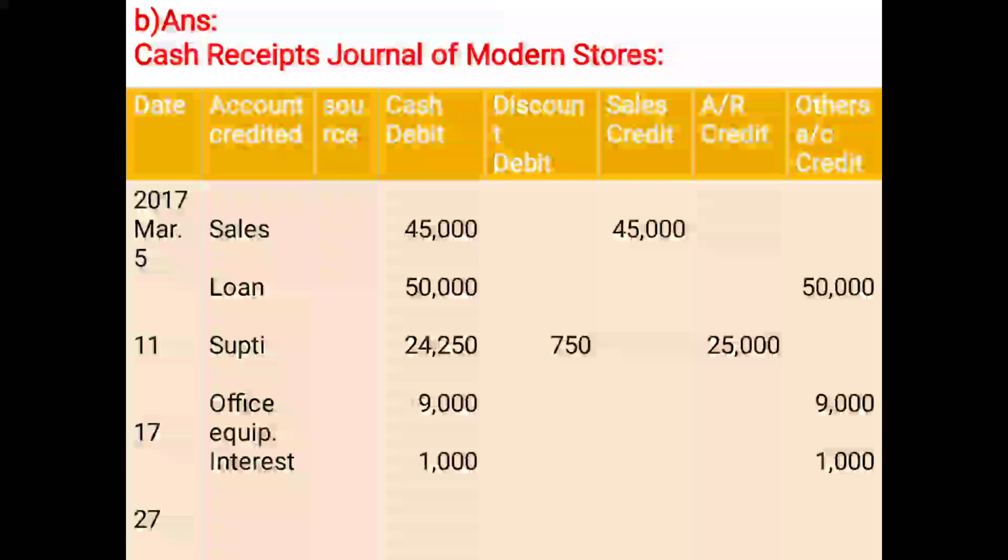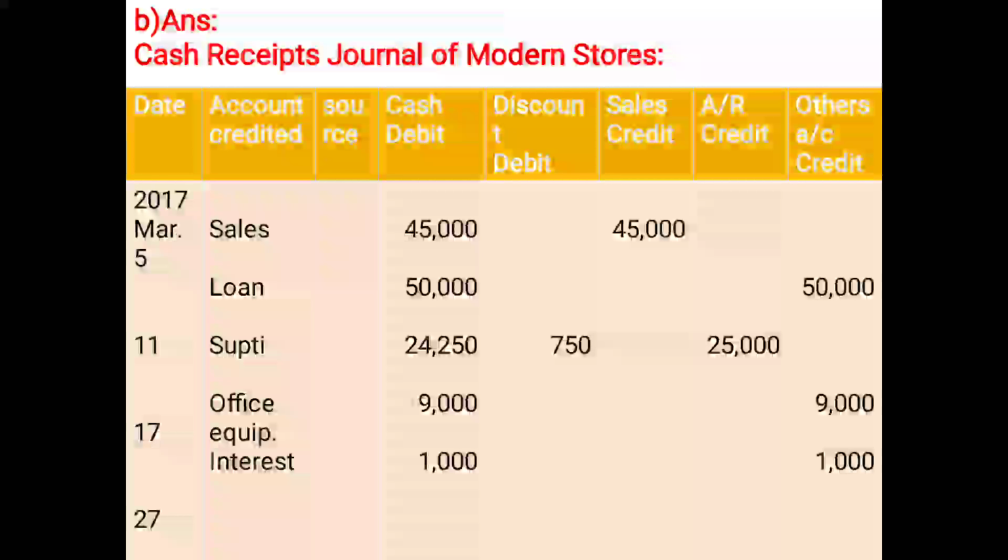March 5, goods sold taka 45,000, of which 60% by check and the remaining amount in cash. So the total amount 45,000 is received. This transaction is included in the cash receipt journal as sales. Account credited is sales, and 2 columns are used: cash debit for taka 45,000 and sales credit 45,000.